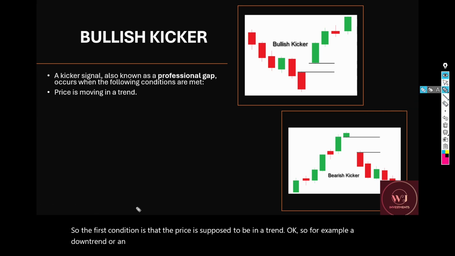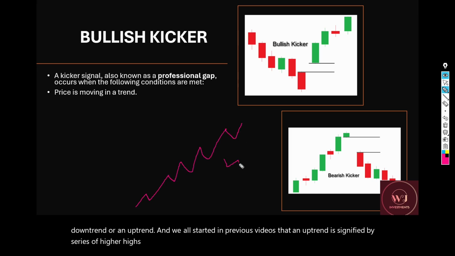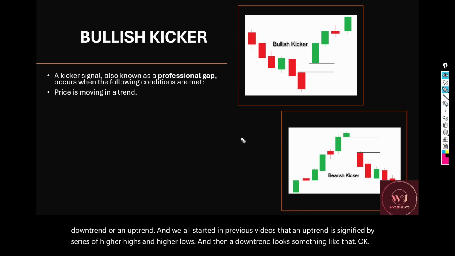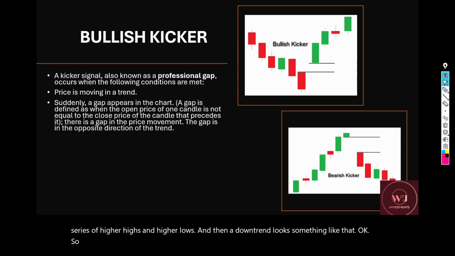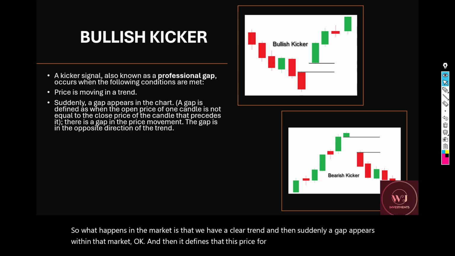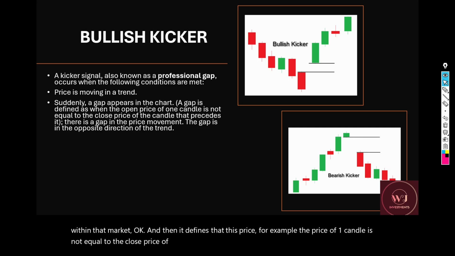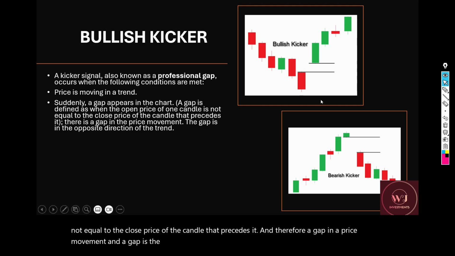And we all studied in previous videos that an uptrend is signified by a series of higher highs and higher lows. And then a downtrend looks something like that. So what happens in the market is that we have a clear trend, and then suddenly a gap appears within that market. And then it defines that the open price of one candle is not equal to the close price of the candle that precedes it. And therefore, a gap in a price movement, and a gap is in the opposite direction of the trend.